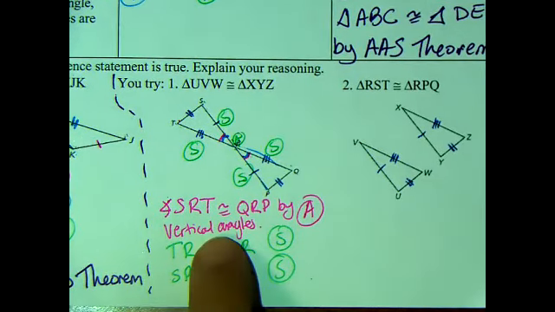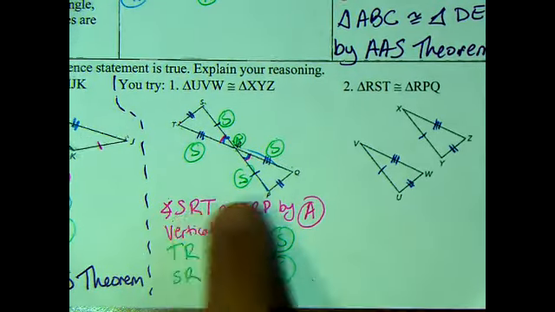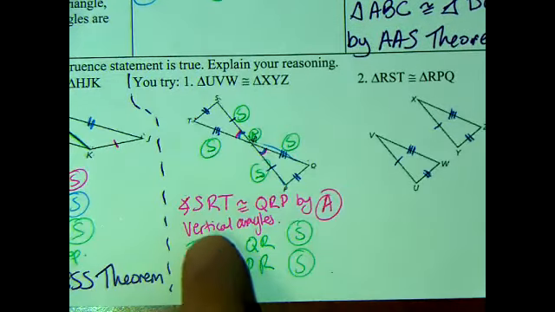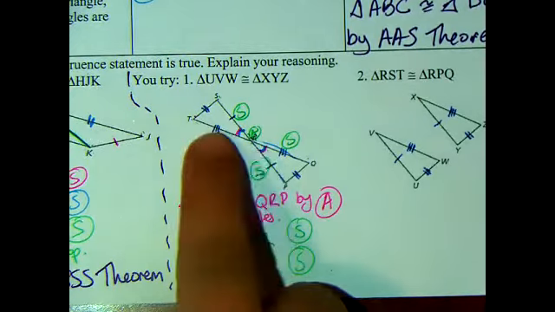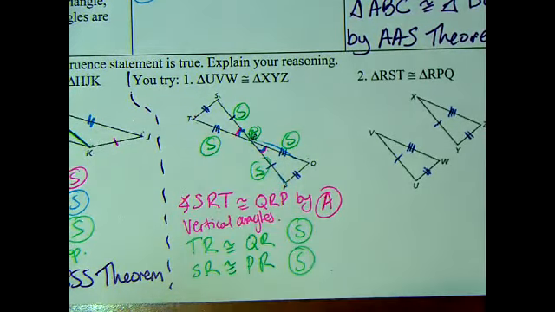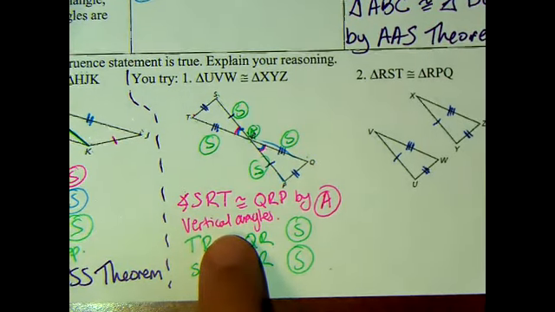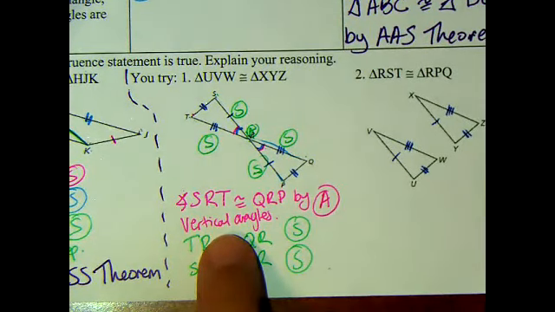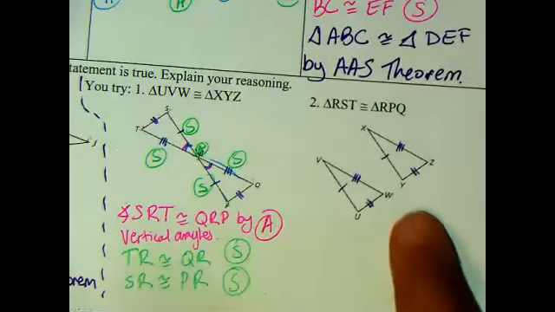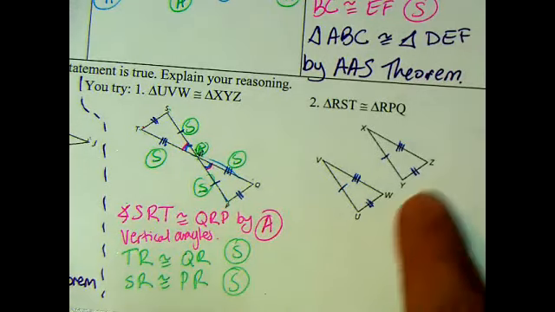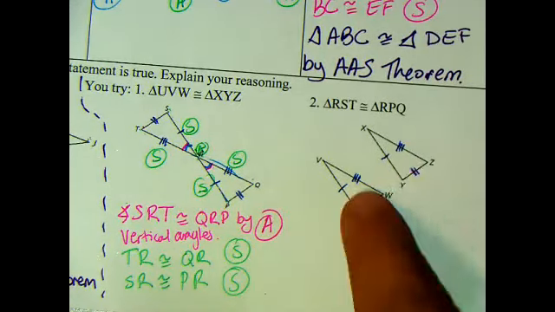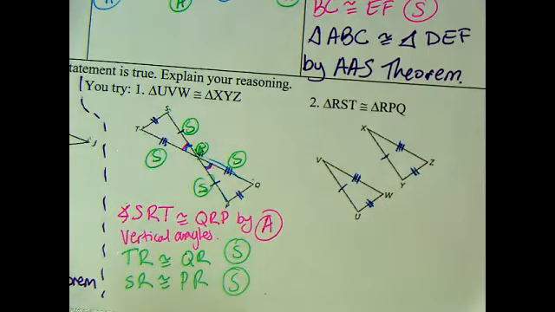In this situation, I could prove that these two angles are congruent because by the definition of vertical angles, the diagram is actually showing me vertical angles. I can recognize that. So I can prove by the definition of vertical angles that these two angles are congruent. For these triangles here, I can't prove that any of these angles are congruent. I don't have any vertical angles. I don't have any congruent markings for angles.